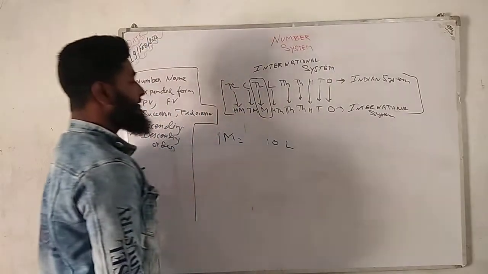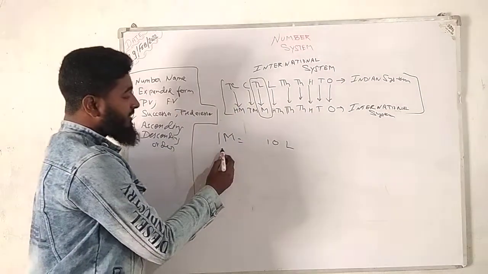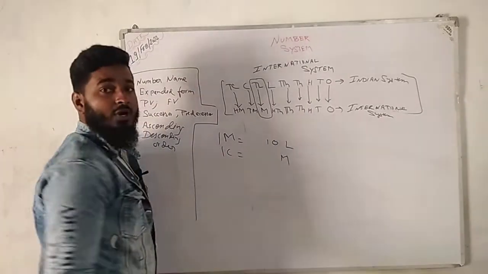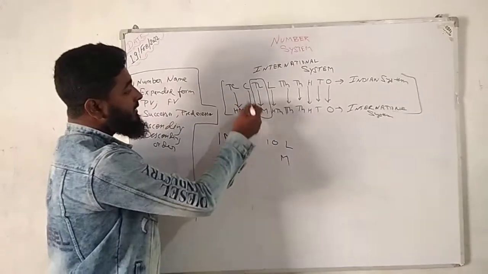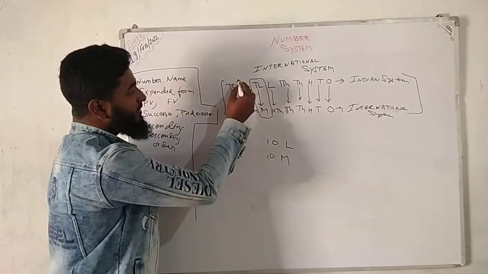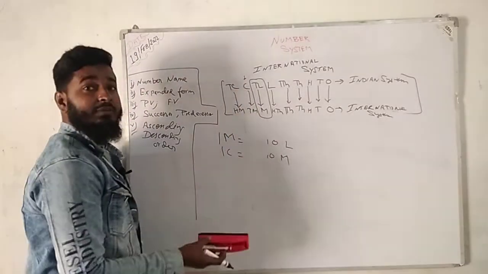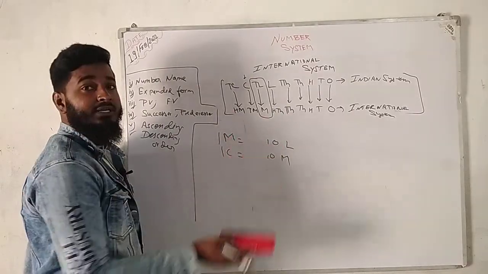Now here it is 10 lakh. What is 1 crore equal to how many lakh? How many million? 1 crore is equal to how many million? So 1 crore is equal to 10 million. Simply from this chart you can get everything.